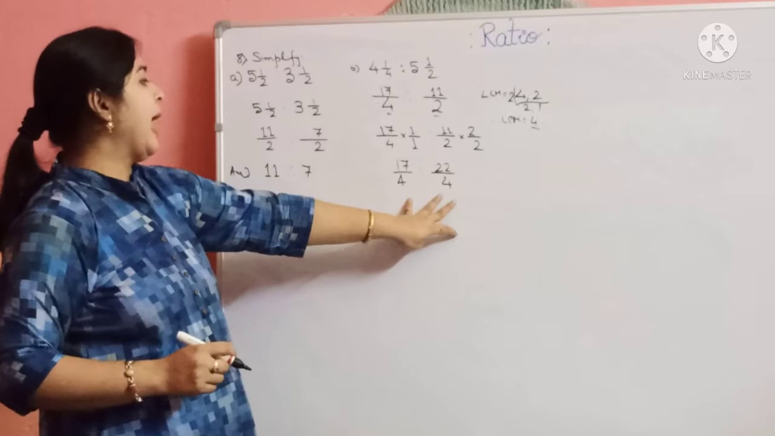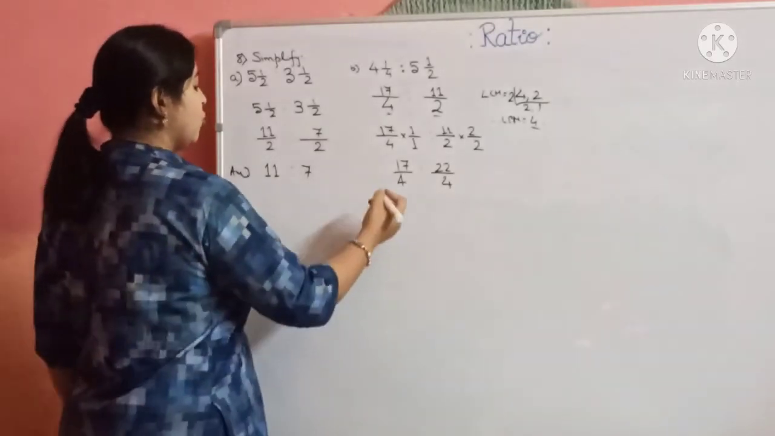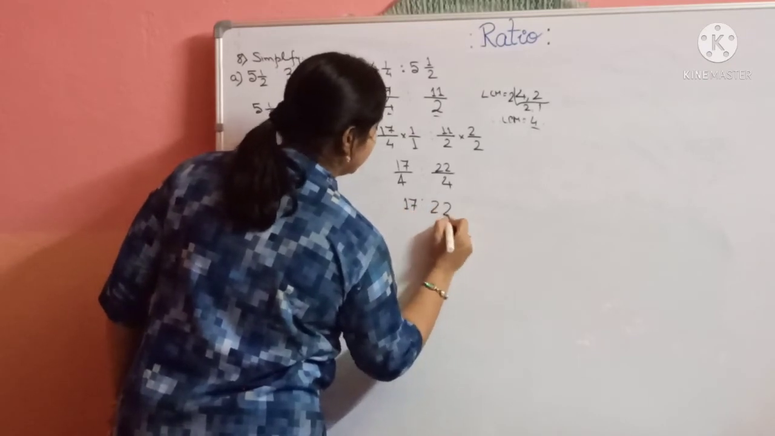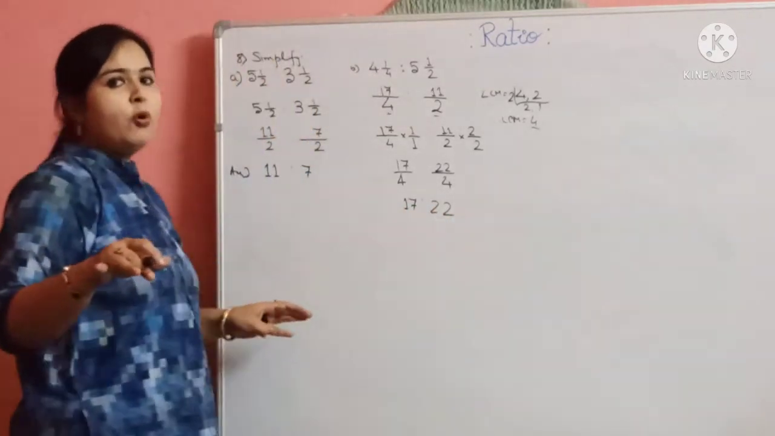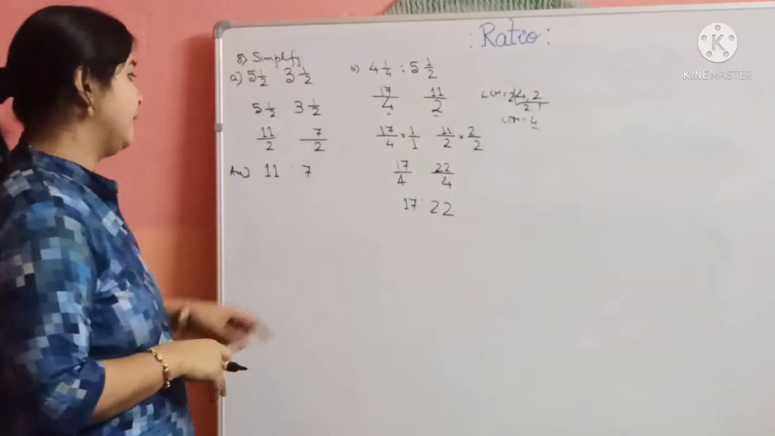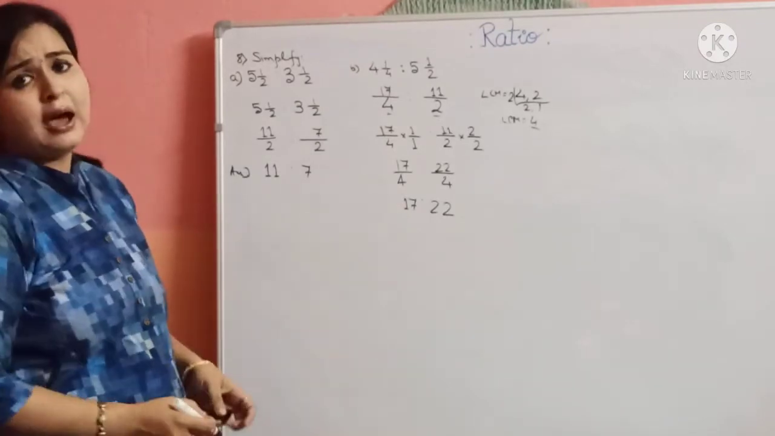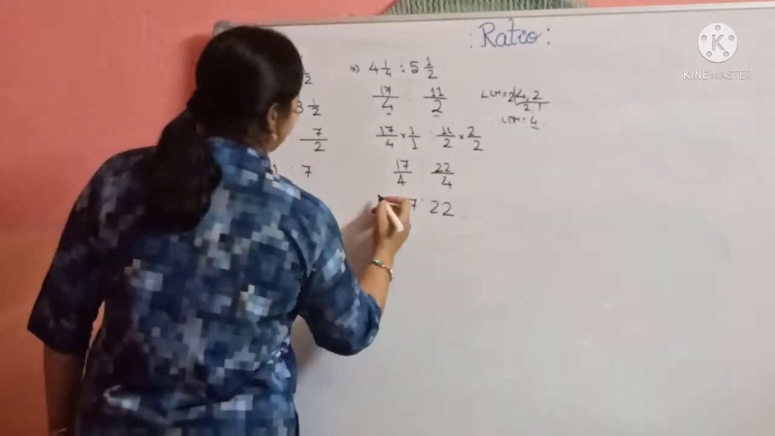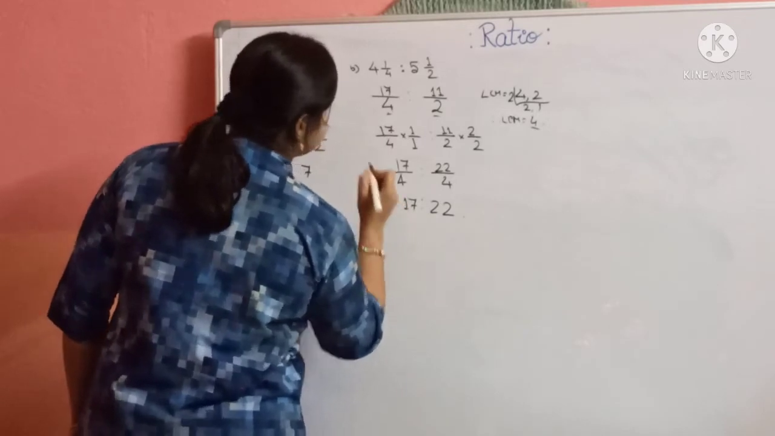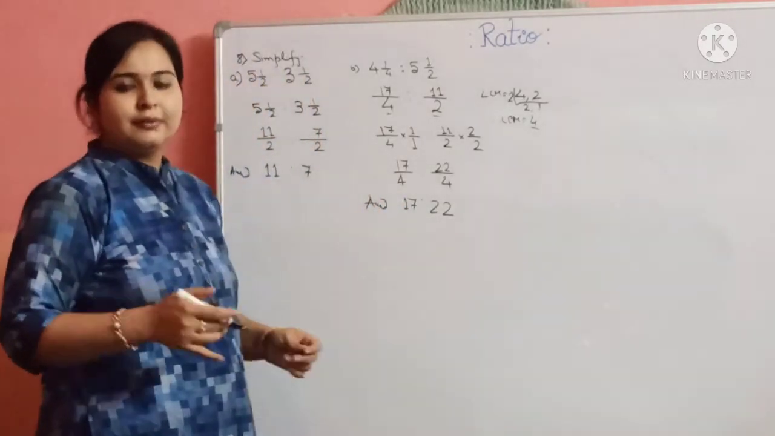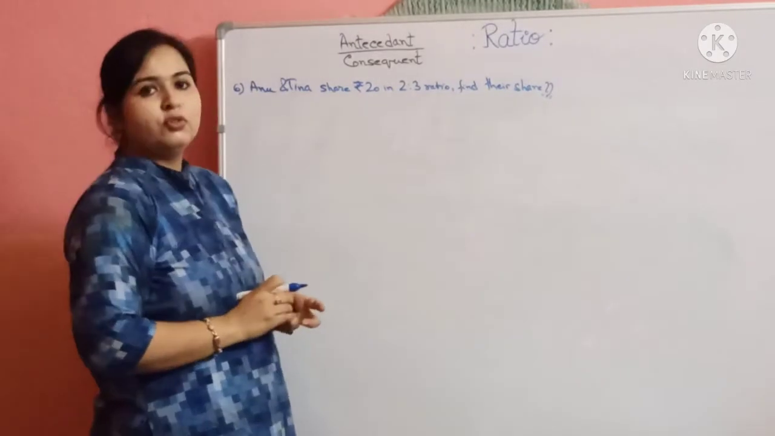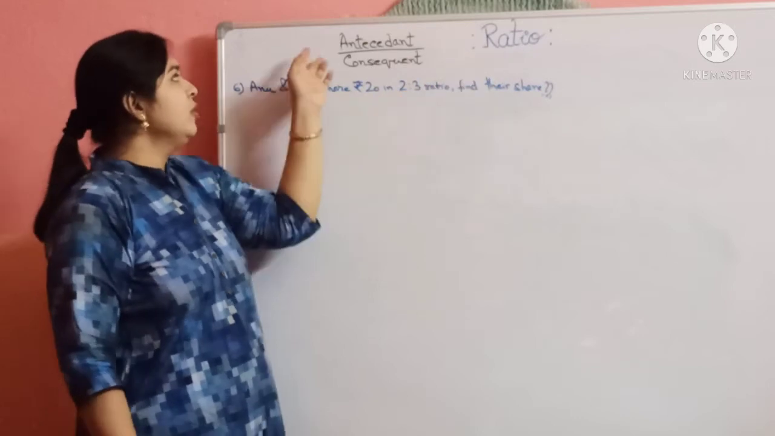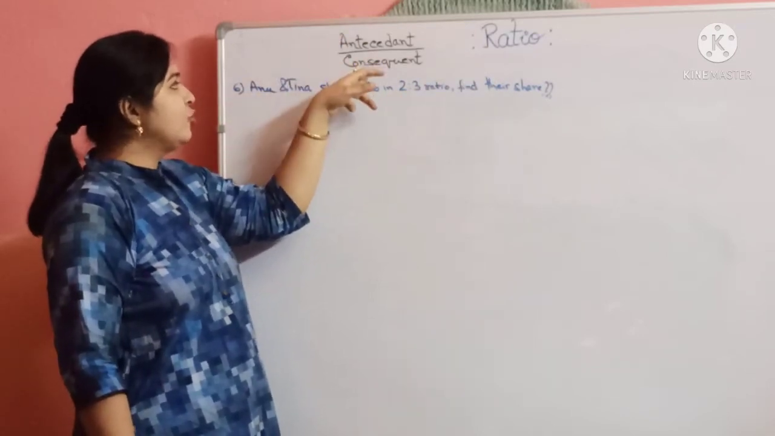See, both have the same division. So what should we do now? 17 is to 22. No more numbers can divide 17 and 22. Both are divisible only by 1. So no common divisibility factor. So our answer is 17 is to 22. Done. For ease, I have also written down the ratio, that means antecedent is to consequent.